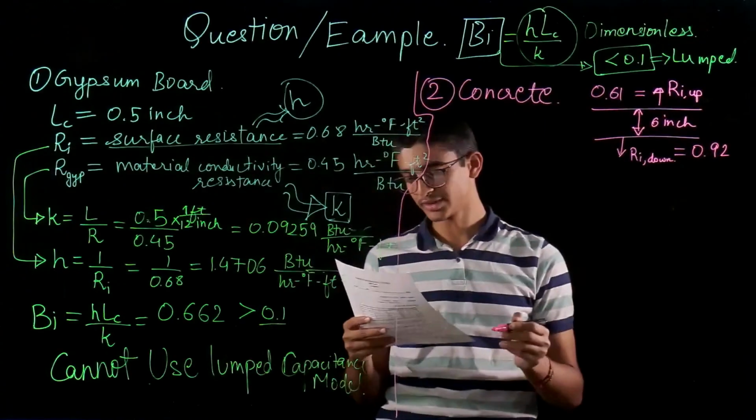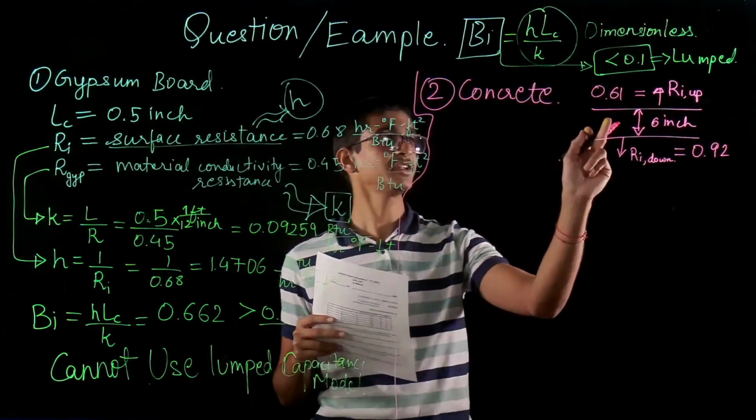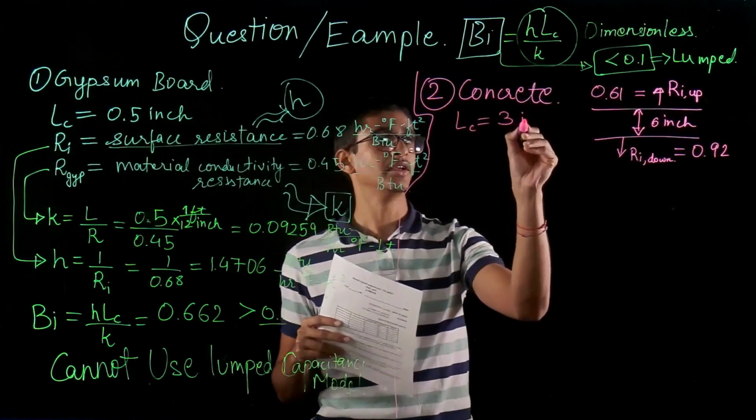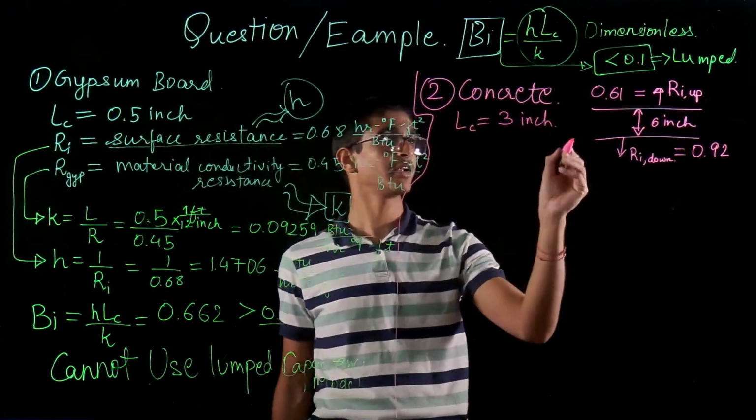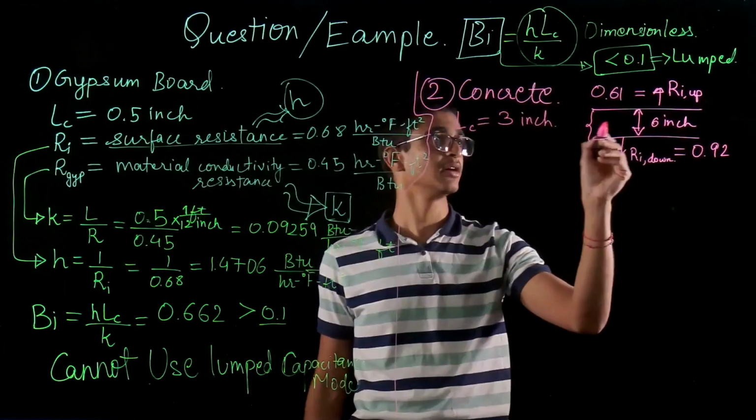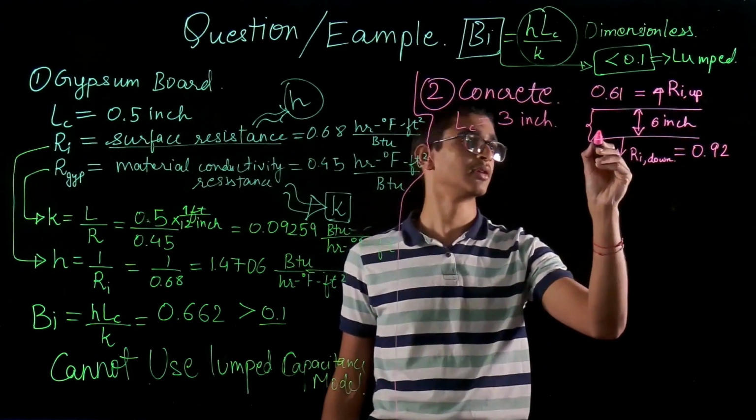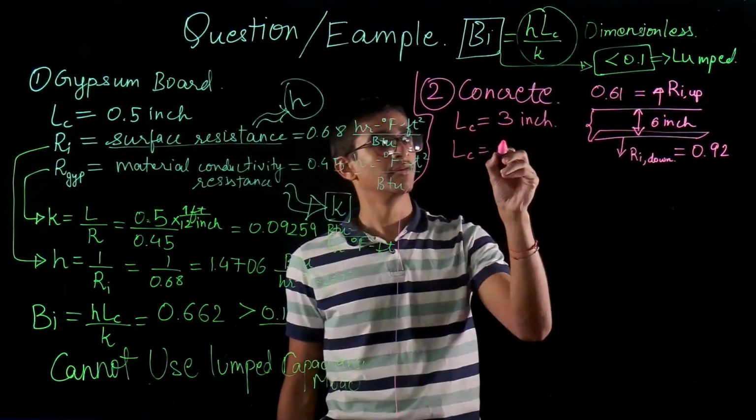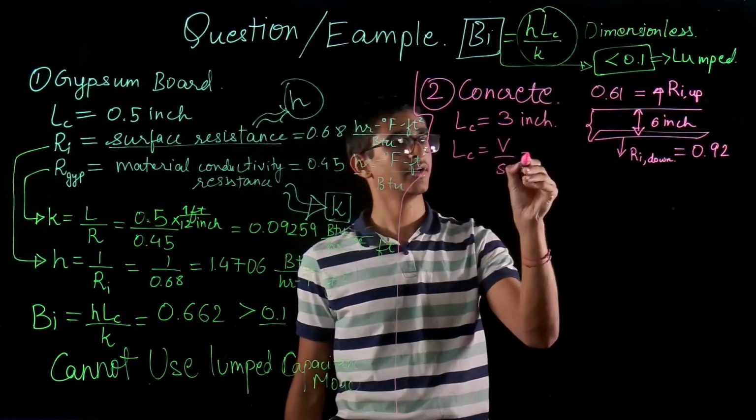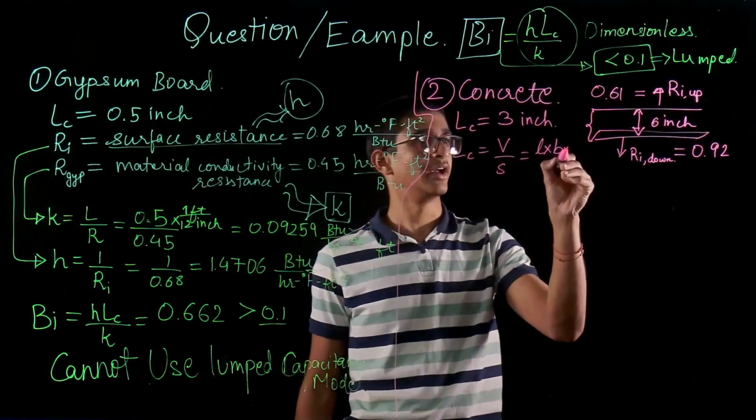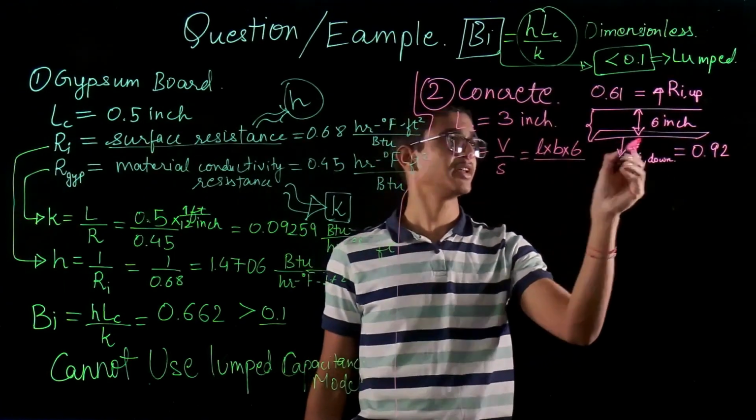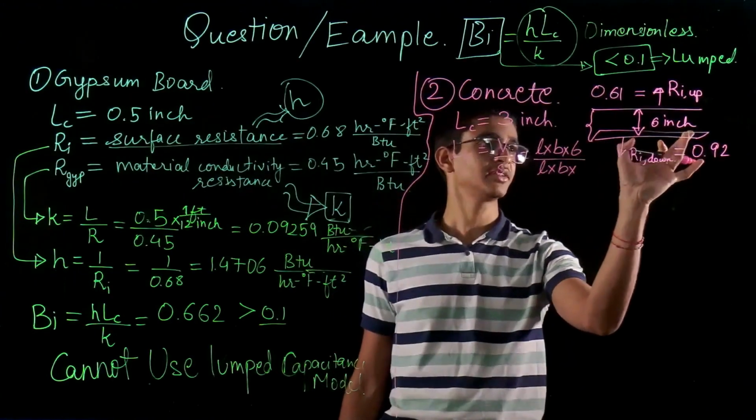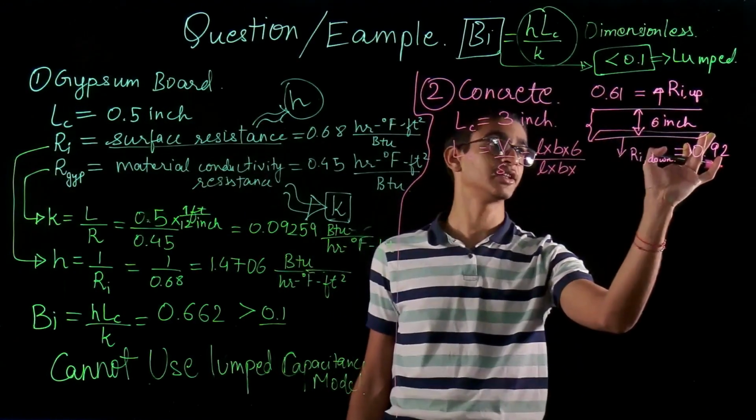Now let's do the calculation. So obviously the LC, for your understanding, will be 3 inch. Why? If I make a calculation, let's say this is having a length and breadth. So my LC will be volume by surface area: length into breadth into thickness over 6, and my surface area will be length into breadth, and this is one of the surfaces from which the heat transfer is happening.